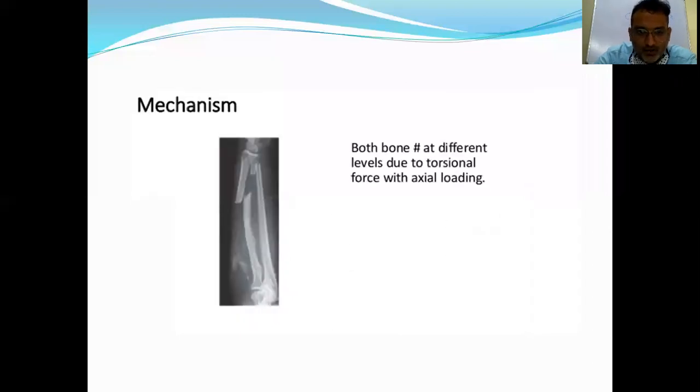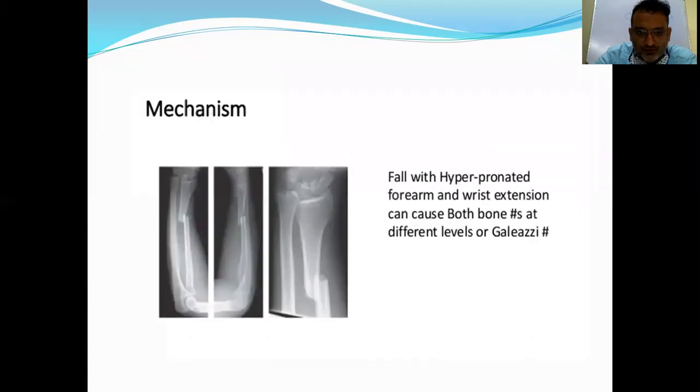the injury. Okay. Both bones may be fractured at different levels due to torsional injuries and high energy injuries. A fall on a hyperpronated hand, forearm, and wrist extension can cause both bone fractures at different levels, called Galeazzi fracture. So, Monteggia is the medial bone, ulna fractured at the proximal end. Galeazzi is the radius fractured at the distal end. Okay, the ulna is also fractured, and the distal radioulnar joint is involved in Galeazzi fracture.